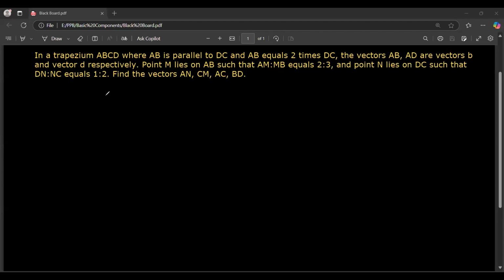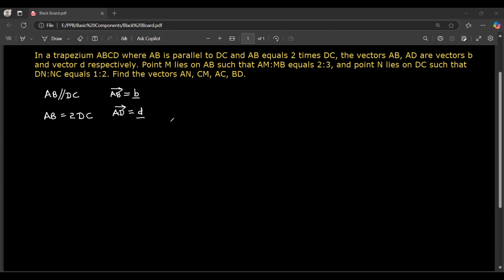In a trapezium ABCD, where AB is parallel to BC, AB equals 2 times BC. AB and AD are vectors b and d respectively. Okay, AD is vector d.